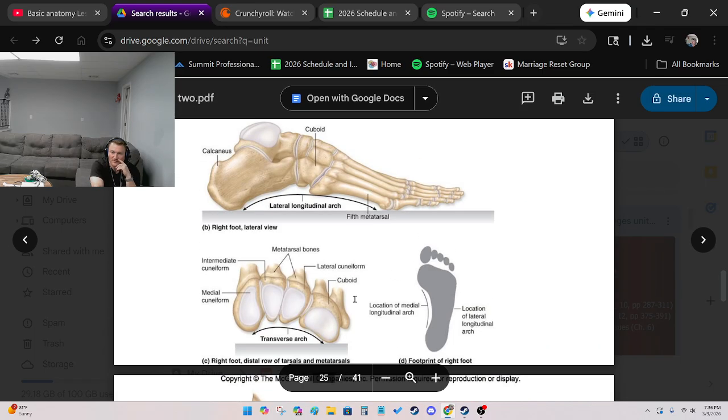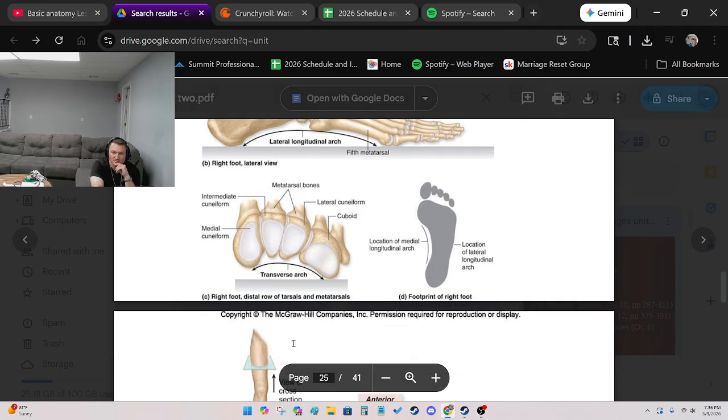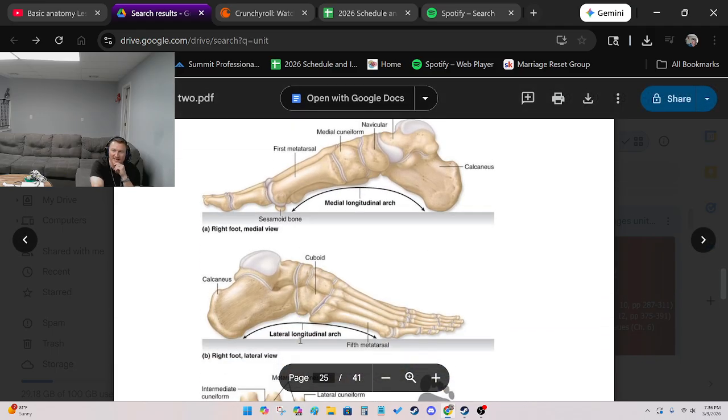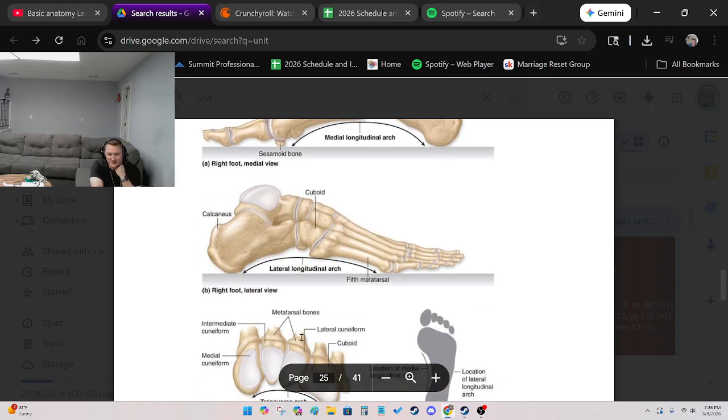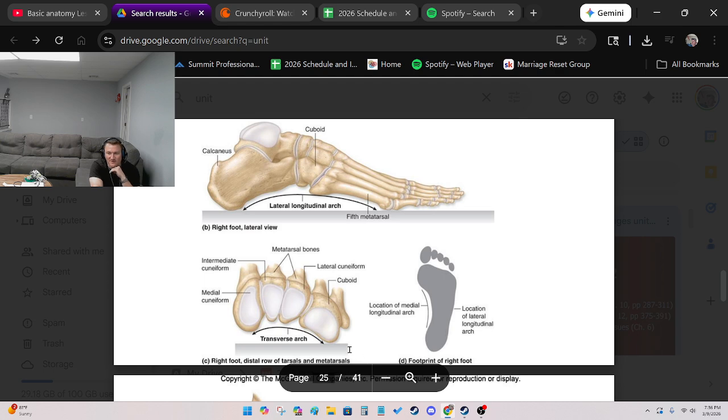All right, from one end of the foot to the other, you have 3 arches in your foot. Absorb this information. Medial longitudinal arch, lateral longitudinal arch, and transverse arch. You have 3 arches. That could be a question on a test somewhere. Somebody's asked it.